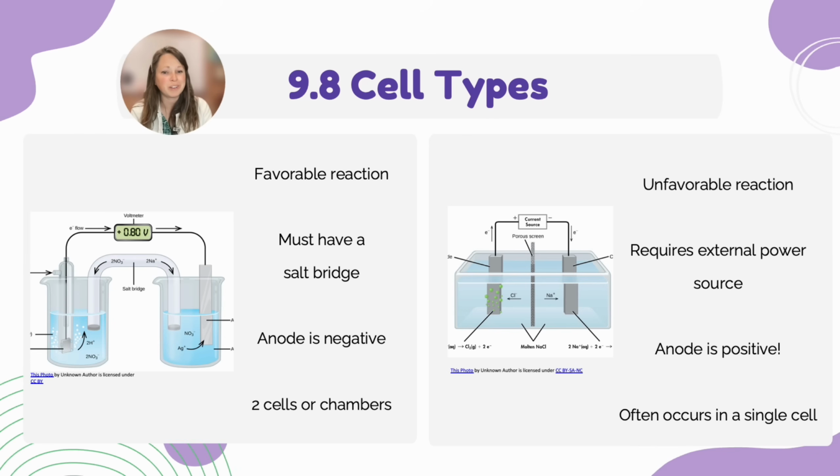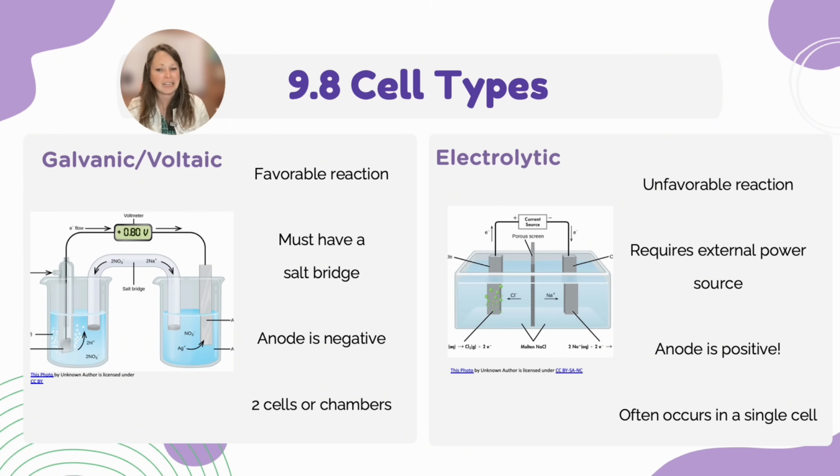So here are the two different types of cells that you need to know. On the left, we have the galvanic or the voltaic. This is the favorable, the positive cell potential spontaneous reaction where we are converting chemical energy into electrical energy. Versus on the right, we have an electrolytic cell. That's an unfavorable process where we are taking an external power source and changing that into chemical energy. I will say we haven't seen an electrolytic cell in a couple years, so I think we're due for another one of those. But here are the differences between the two.